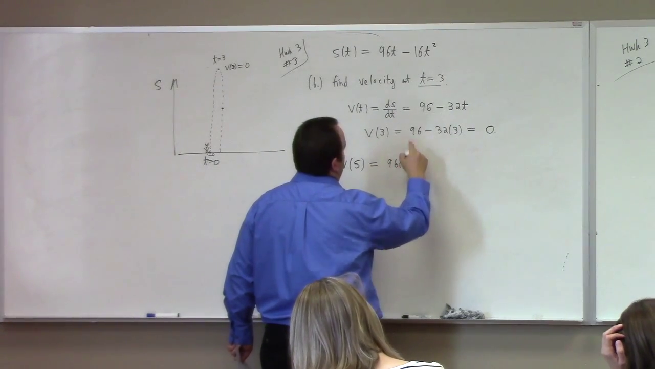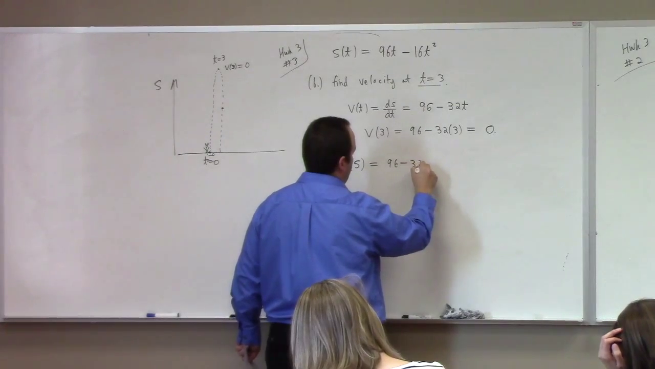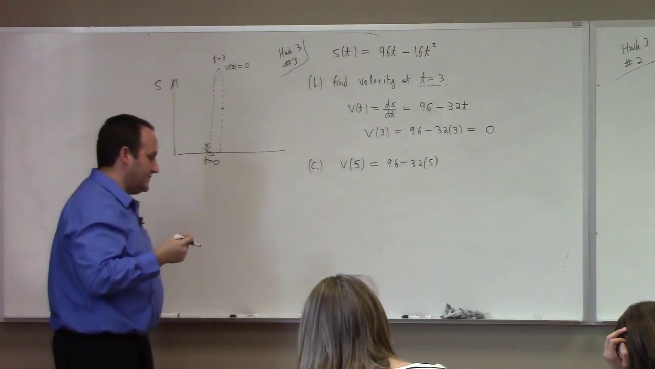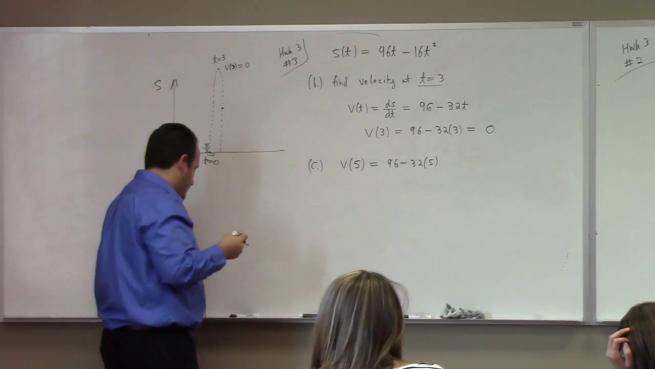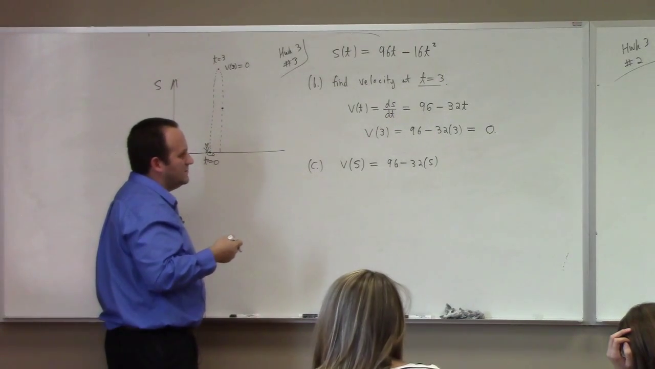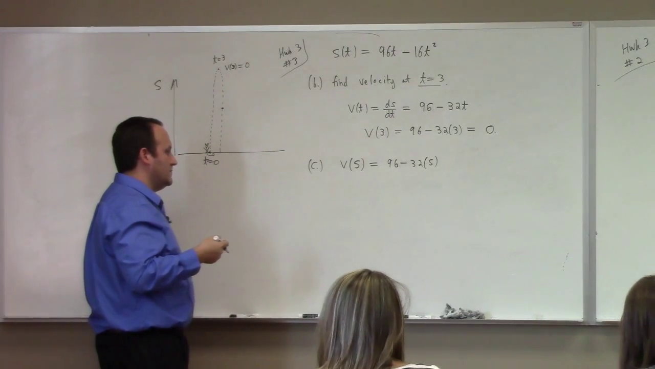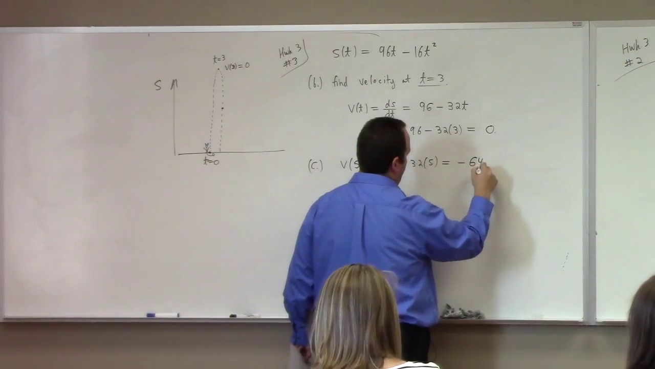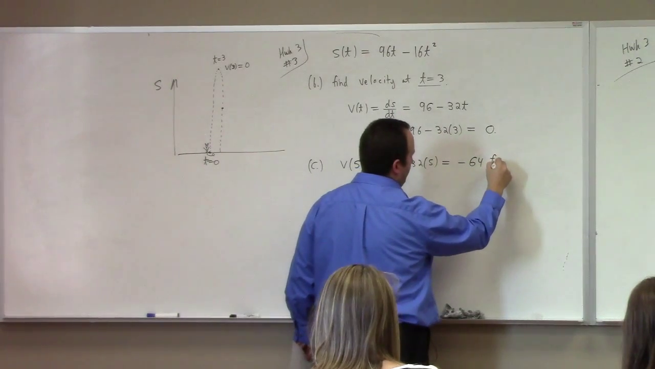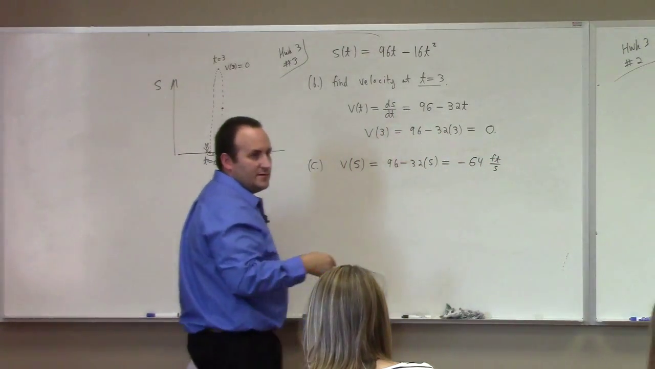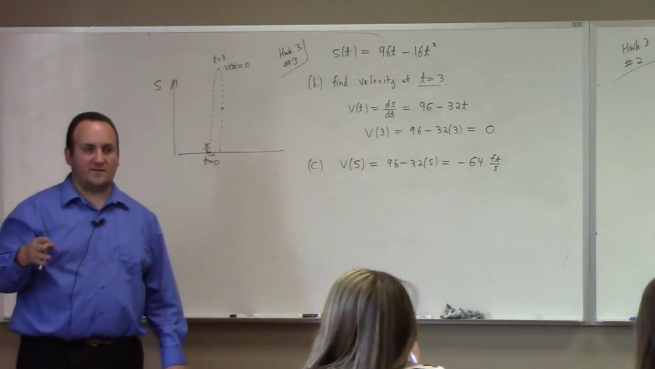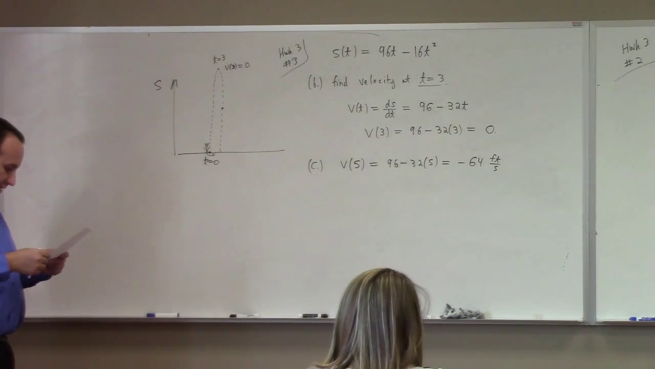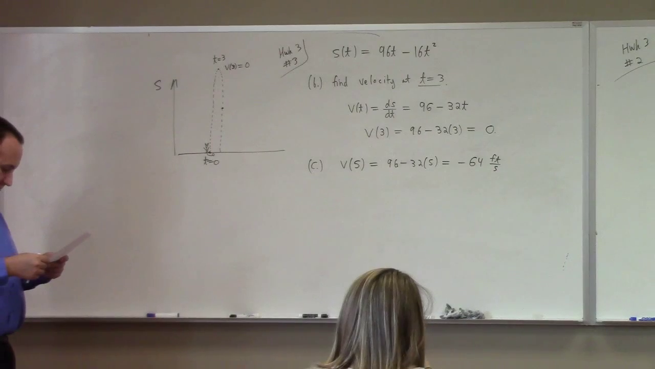96 minus 32 times 5, or 96 minus 160. 96 minus 160, I think, is 64. Yeah, minus 64, right? And the units here are feet per second, but you don't lose points. I only take points off for units when I teach a physics course, so you're safe. So yeah, minus 64. Of course the ball is falling.